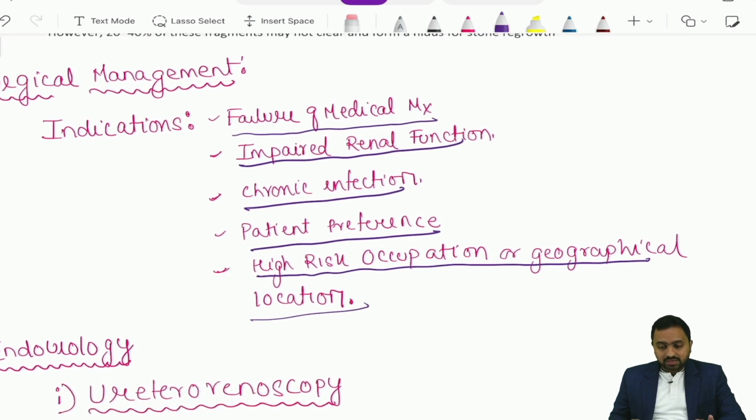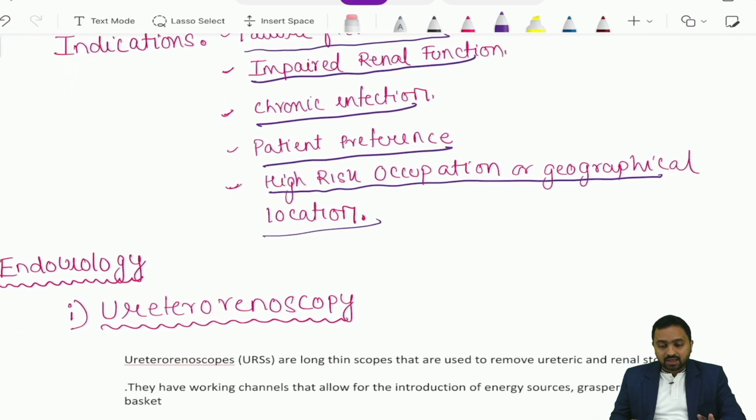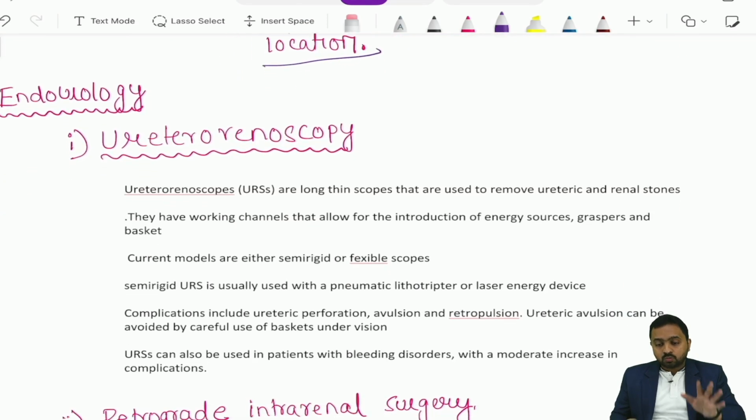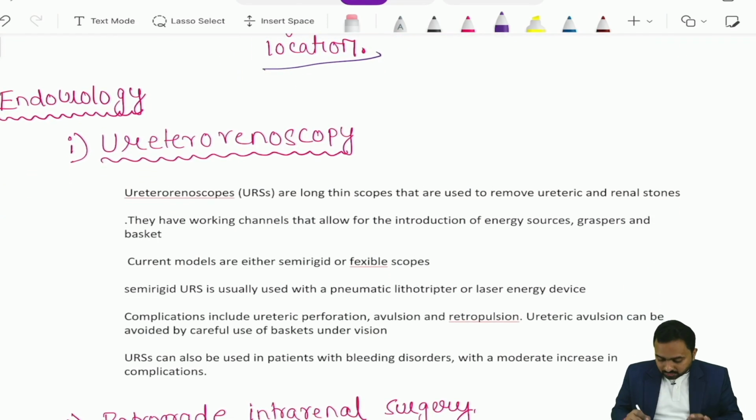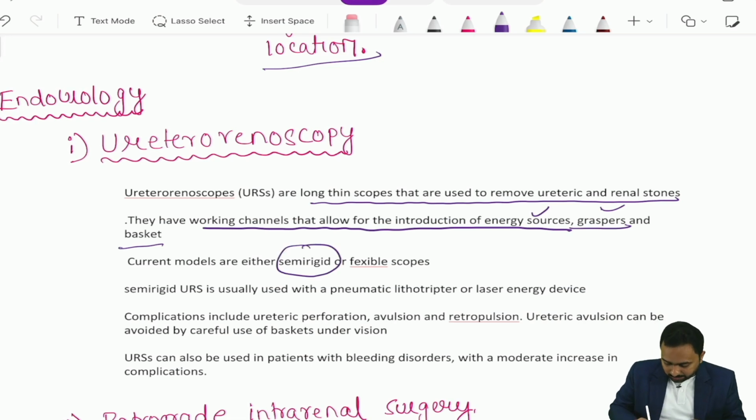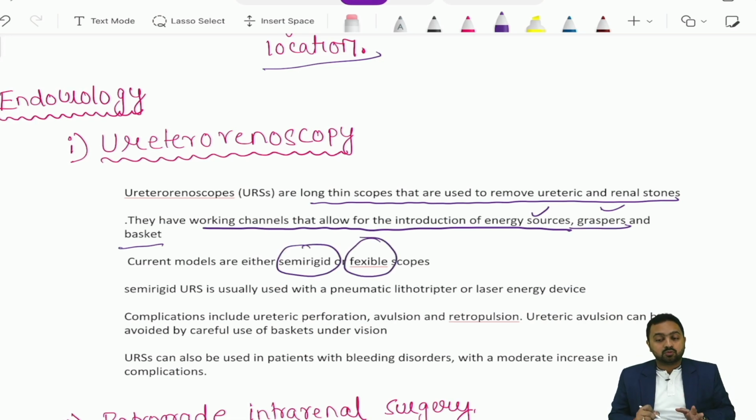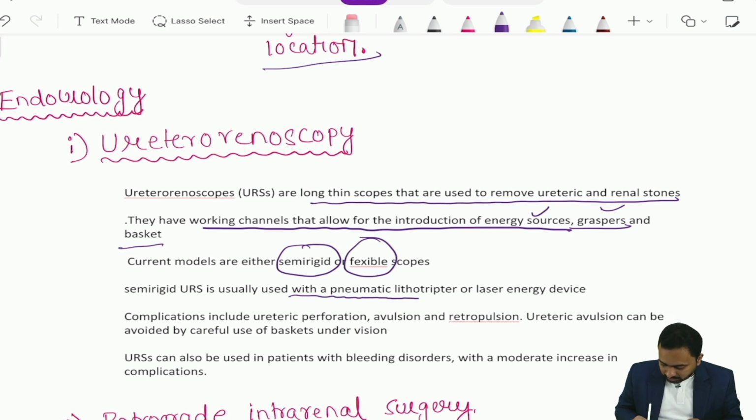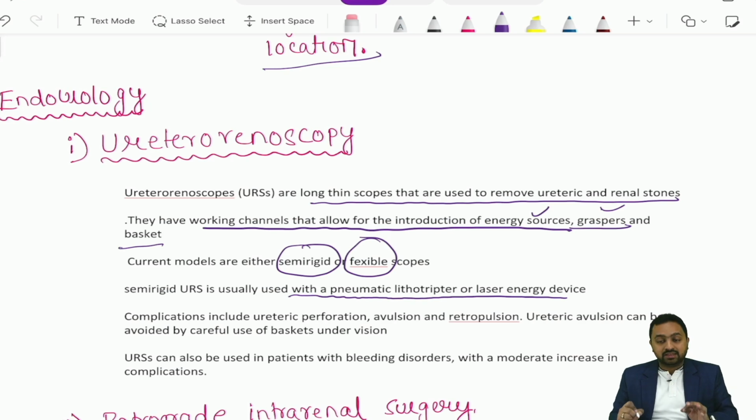So you have your various endourological procedures. First we have your ureteroscopy. So what is your ureteroscope? These are long thin scopes that are used to remove your ureteric and renal stones. They have working channels that allow for the introduction of your energy sources, graspers and baskets. Current models usually are semi-rigid or flexible scopes. Semi-rigid is usually used with pneumatic lithotripsy and a laser energy device.